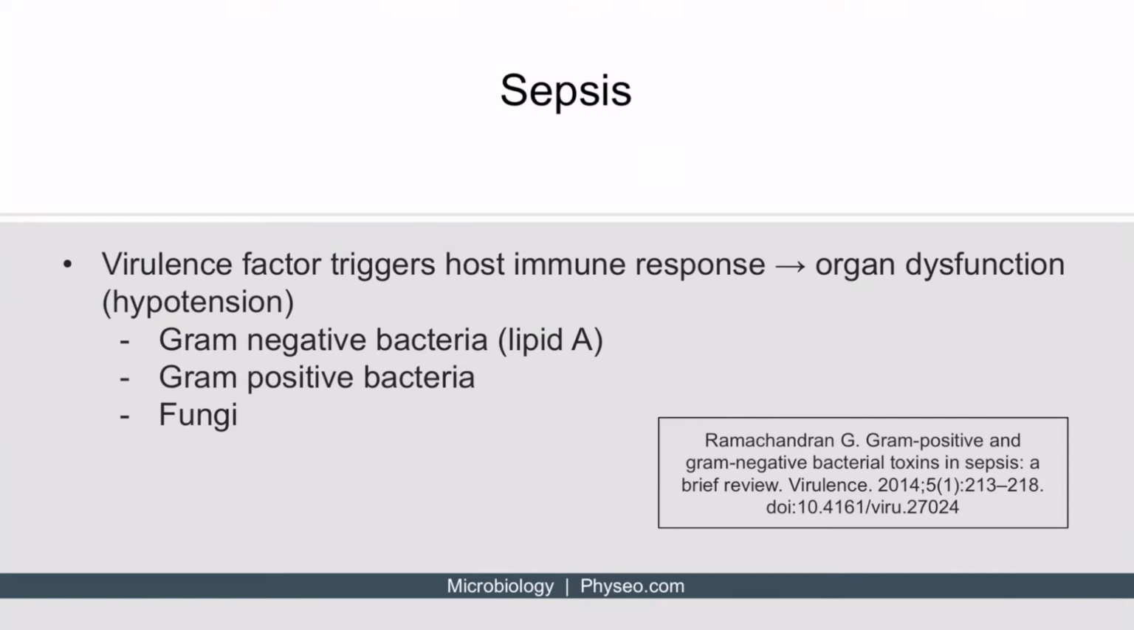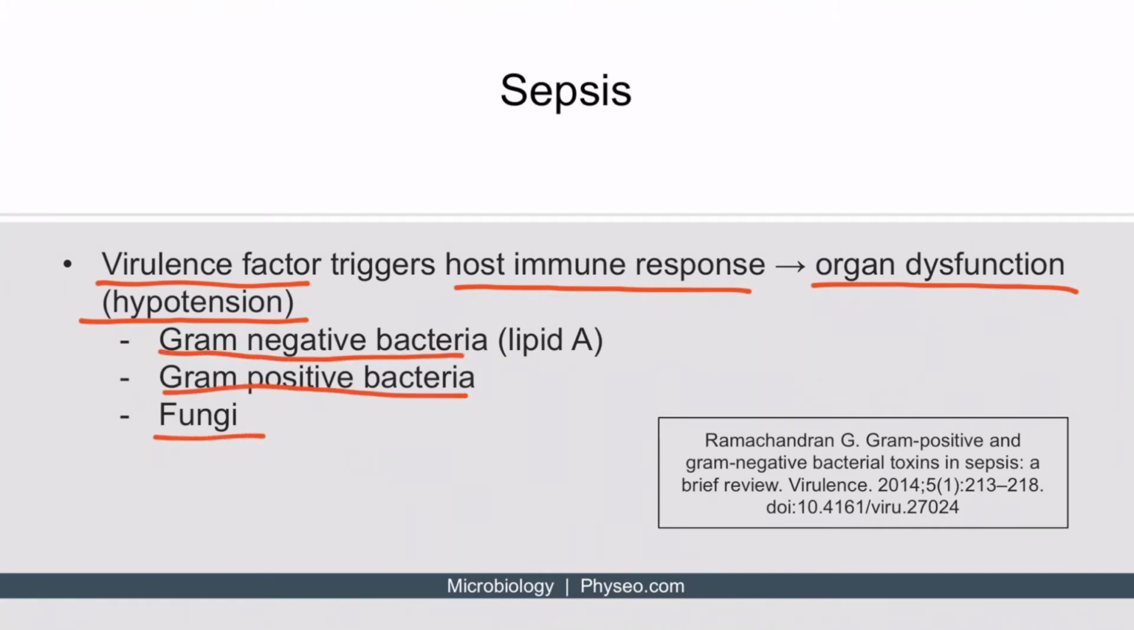Plus, diagrams like the one I described are not even unique to gram-negative bacteria, because sepsis can occur from several organisms. So instead of all that complicated material, here's what you need to know. A virulence factor triggers the immune response. This leads to organ dysfunction, and you can suspect that organs are going to be dysfunctional when you see that the patient has hypotension. Lastly, gram-negative bacteria, gram-positive bacteria, and fungi can all cause sepsis.